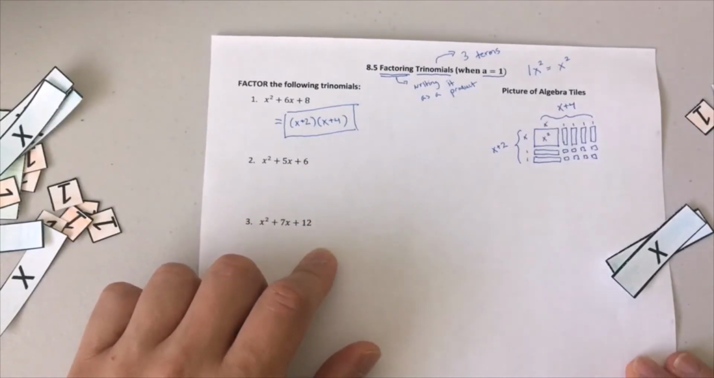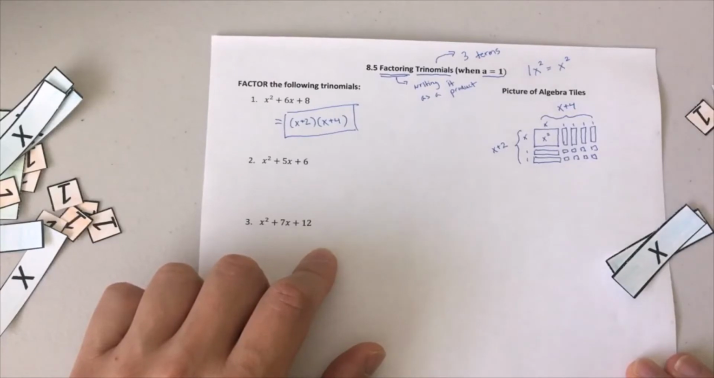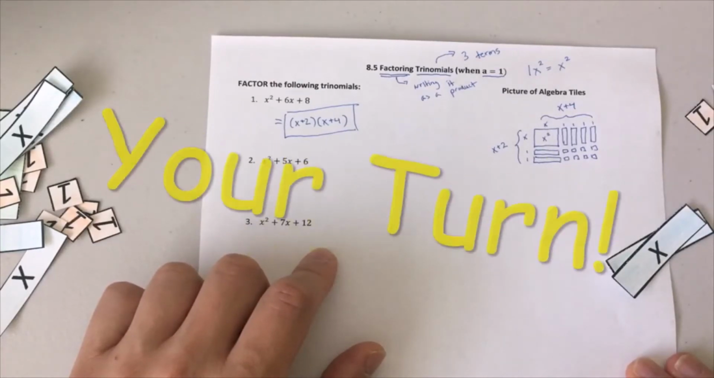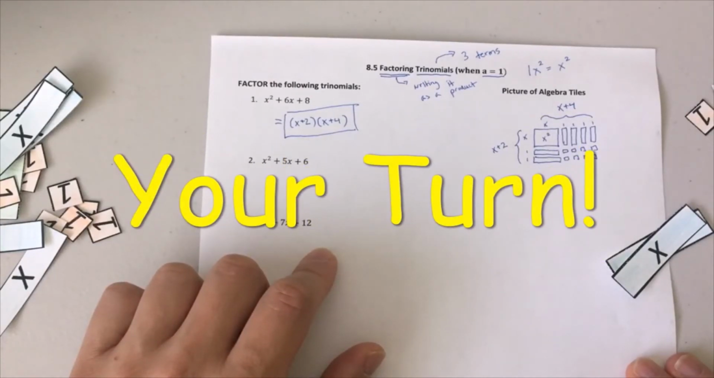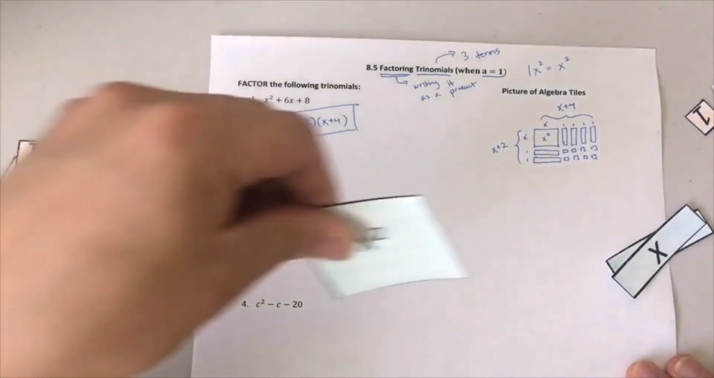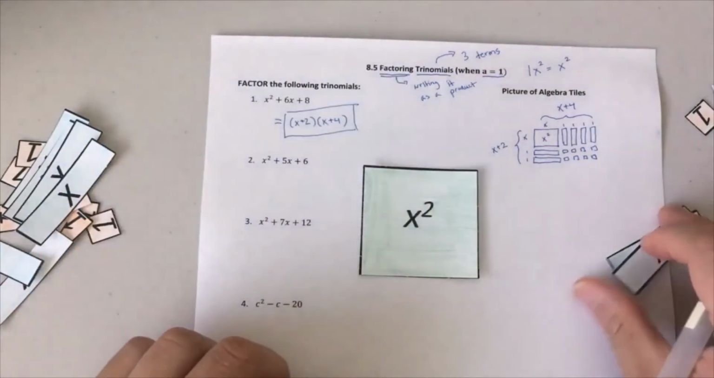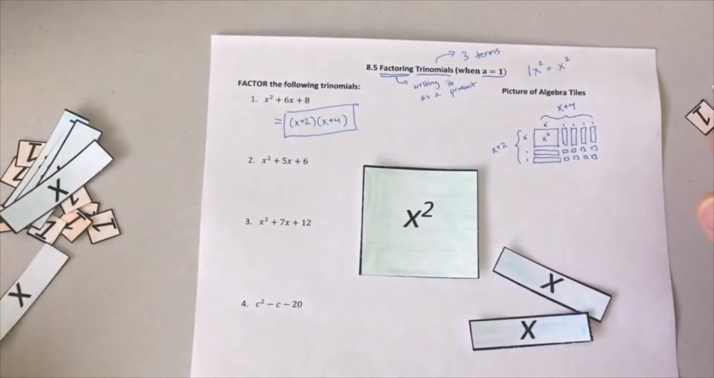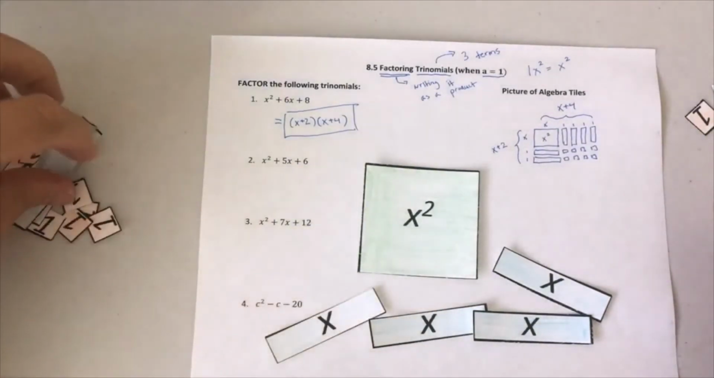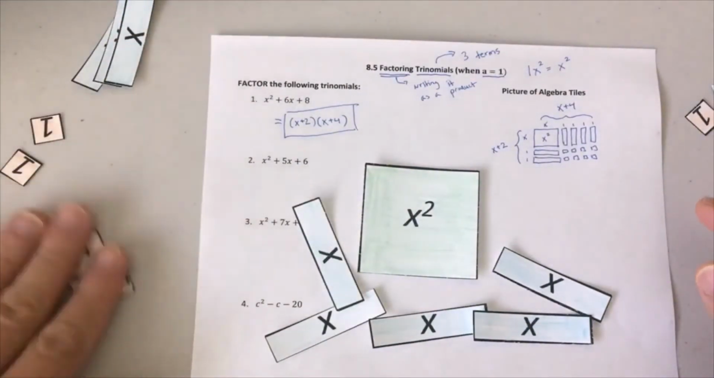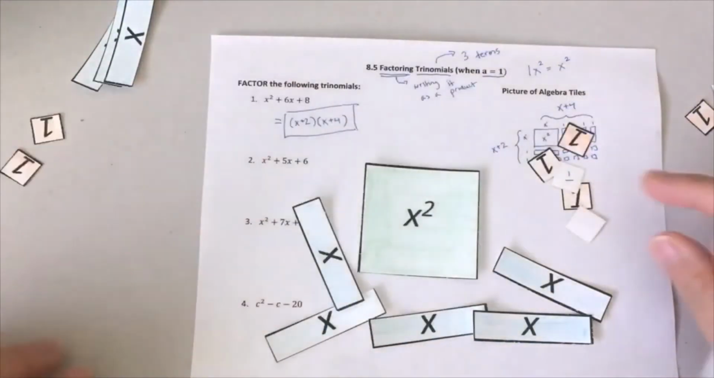If you remember in the past, when your screen says your turn, I want you to pause the video and try the problem on your own. So see if you can do number 2 using your algebra tiles. Here you should have started off with an x squared tile. You should have gotten 5 of these. And you should have used 6 ones.